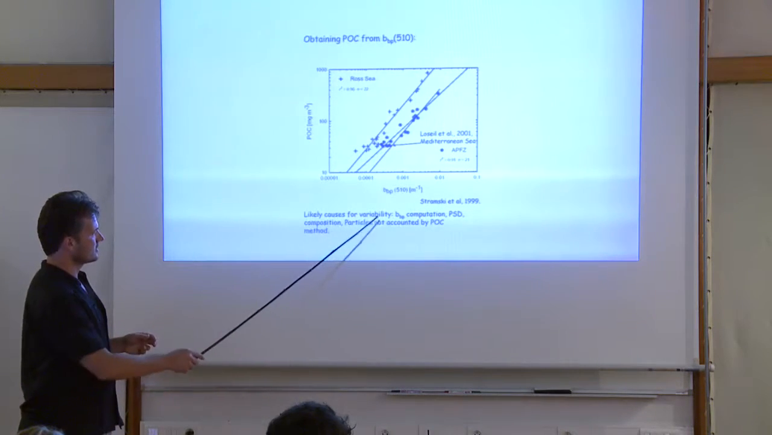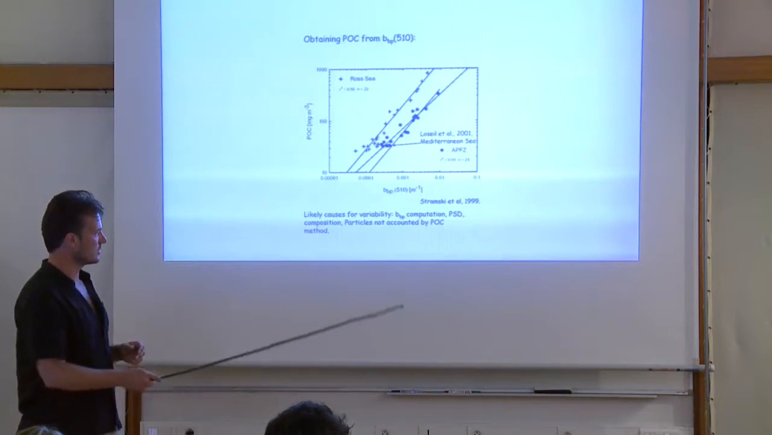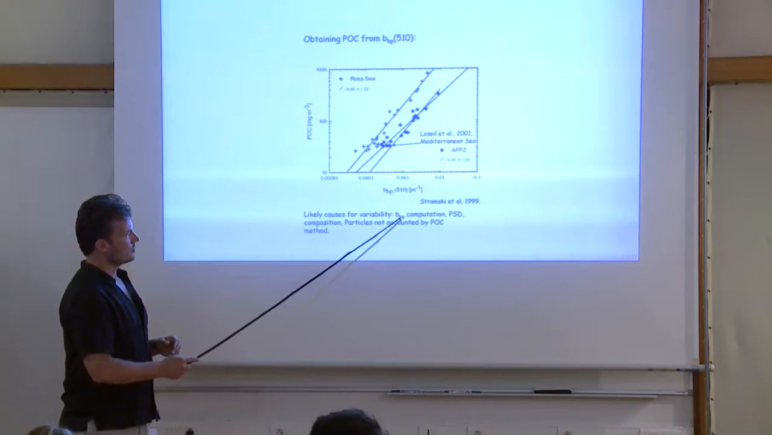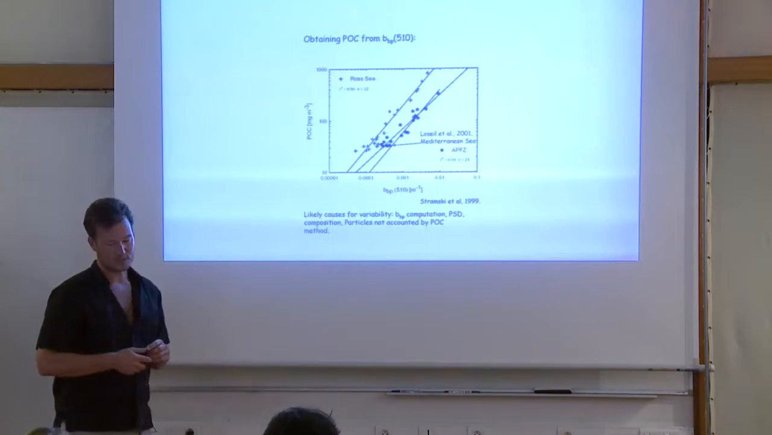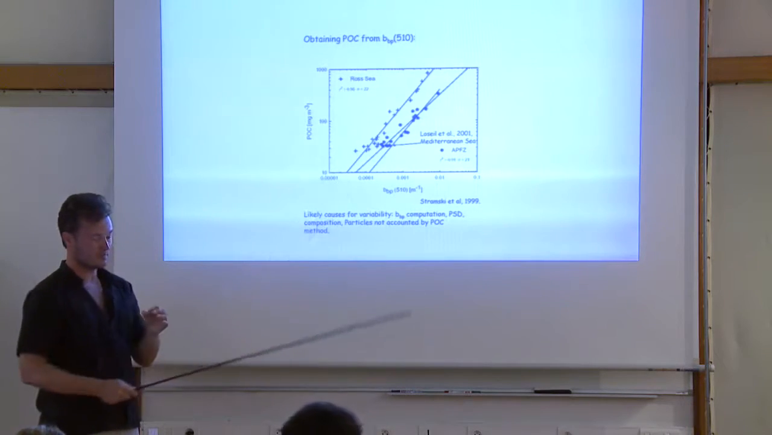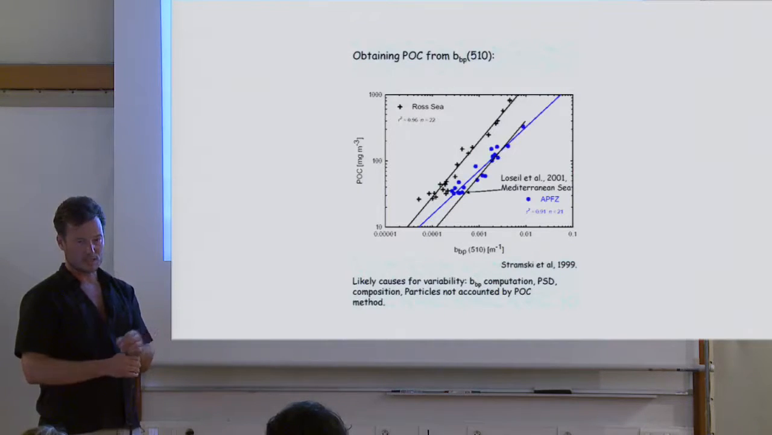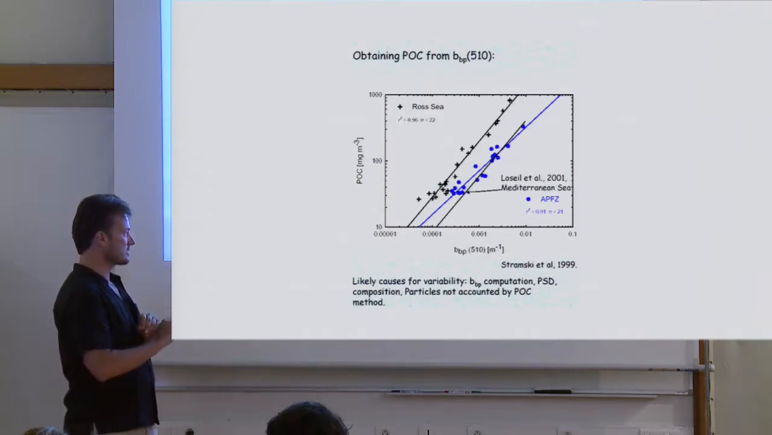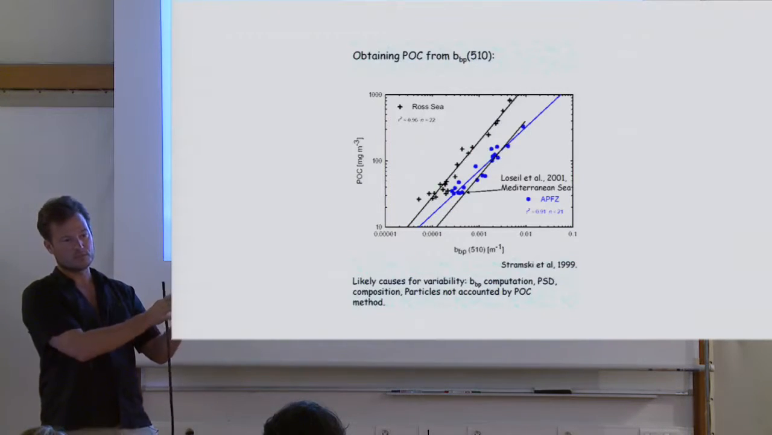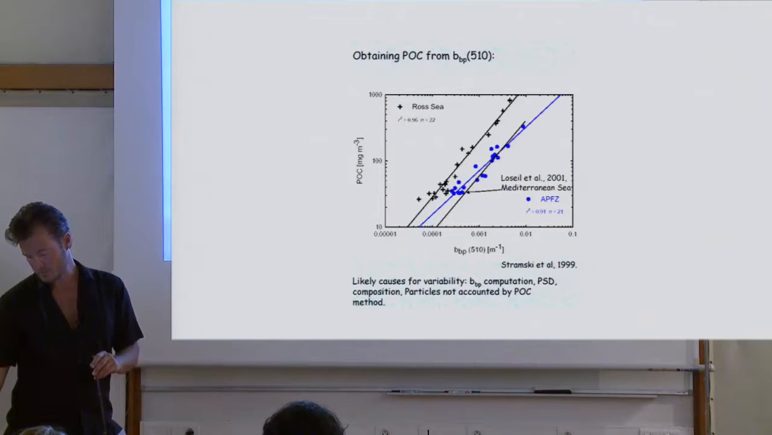So again, the likely causes of variability. You've got particle composition, but there are also differences in how the POC and the bbp are resolved. One of the big things is that you have to collect particles on a filter for TSM or POC. That filter has a pore size, whereas your backscattering measurements are made in whole water, so you're losing a fraction of your size distribution. Those kinds of things need to be accounted for in these relationships.